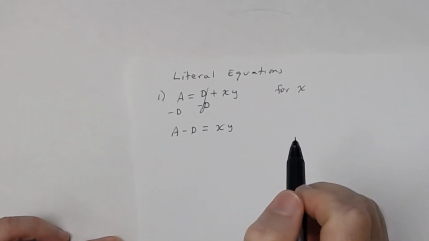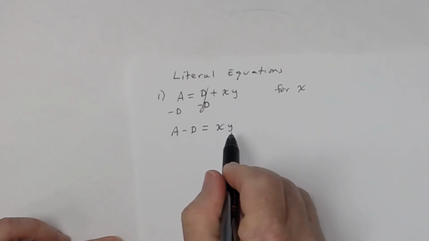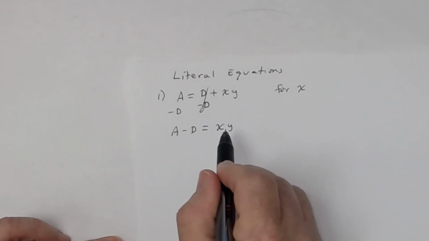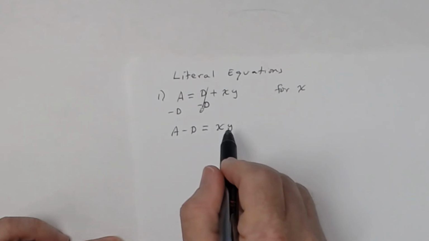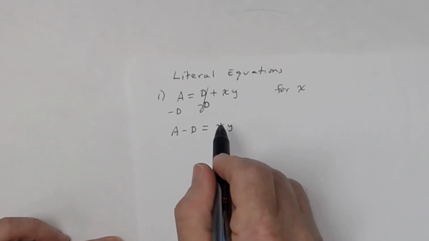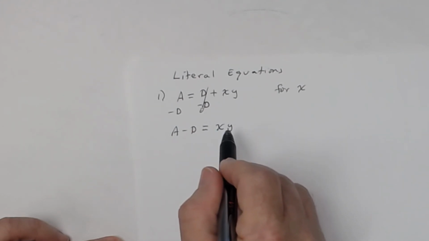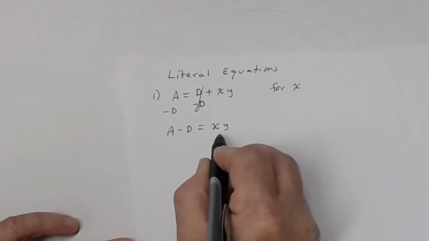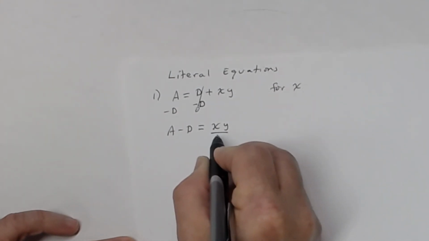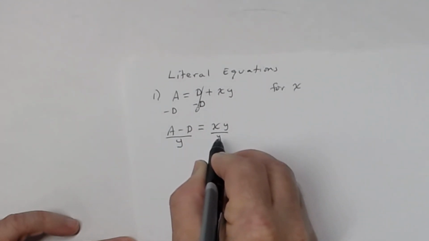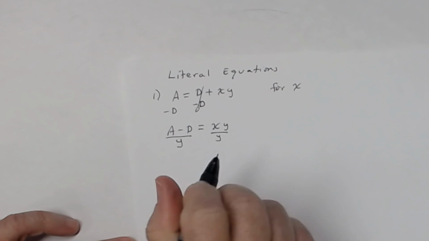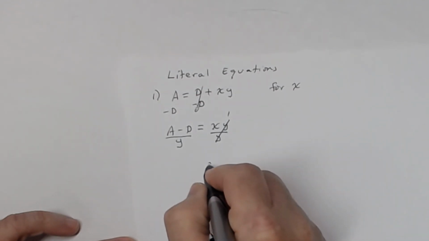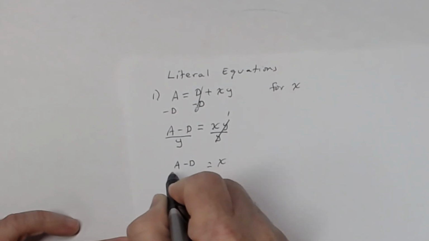Now remember, you're trying to get x by itself. Right now, if you look at the term that involves x, on the right-hand side, I am multiplying x by y. Since I'm multiplying x by y, the opposite of multiplication is division. So if I want to get x by itself, I'm going to have to divide both sides by y. What you do to one side, you have to do to the other. When you simplify, y divided by y is 1, and so I get x times 1, which is x, is equal to a minus d divided by y.